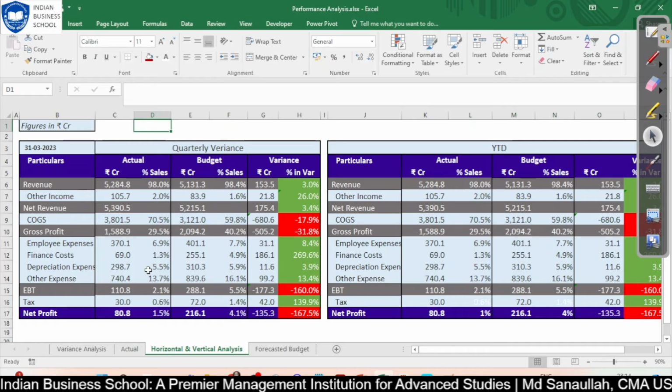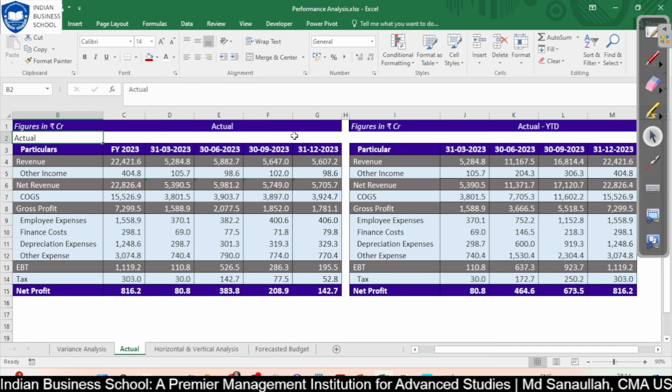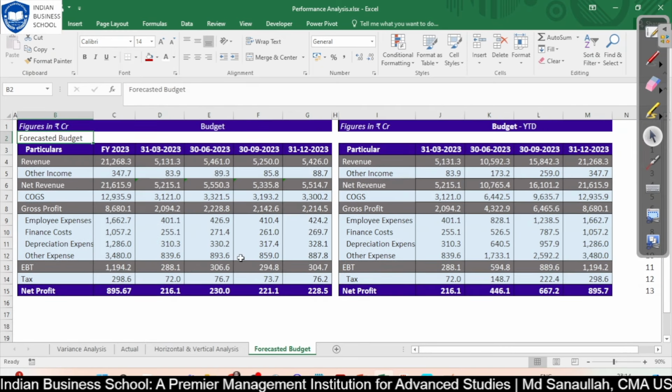So we have understood in depth. Also we have understood ratio analysis kind of thing. So we have overall understood everything. Now here we will actually put our actual information. Okay, and then we will put our forecasted information, and then we will calculate our variance. Okay, so we will be learning this in the next session.